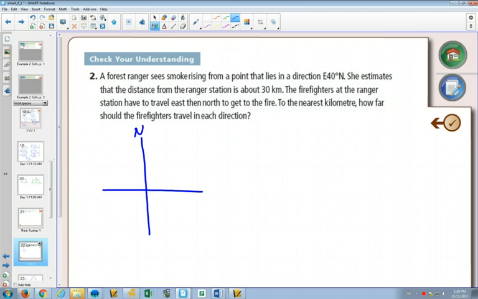How do you remember north, east, south, west? Do you have any strategies? Never eat soggy wieners. There we go. I got you guys.